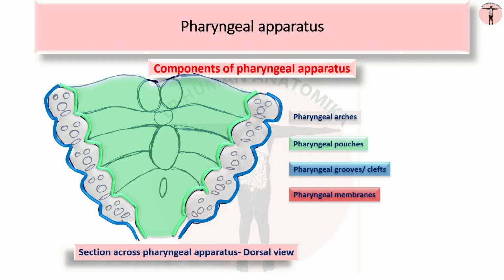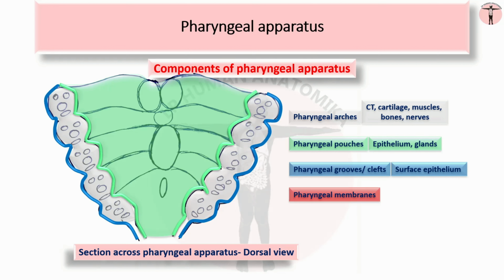The pharyngeal arches give rise to connective tissue, cartilage, muscles, bones and nerves. The pharyngeal pouches give rise to epithelium and glands. The pharyngeal grooves or clefts give rise to surface epithelium, and the pharyngeal membrane contributes only to the tympanic membrane.